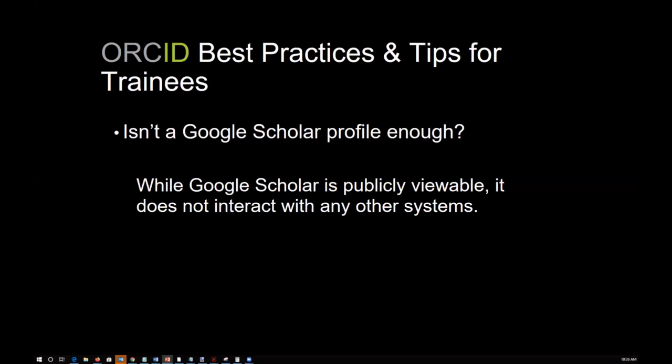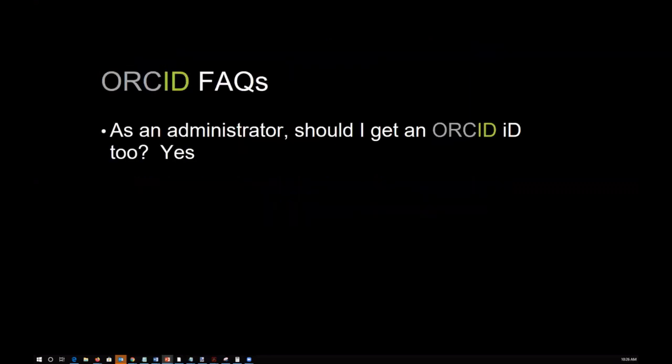Remember Marianne Martone's ORCID account? It had that nice bibliography section to it. Google Scholar doesn't offer that.